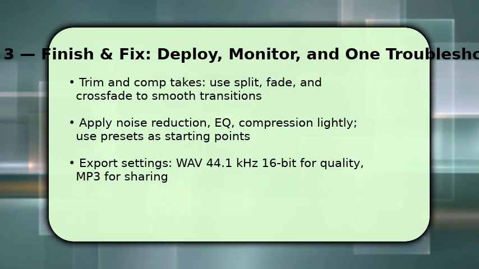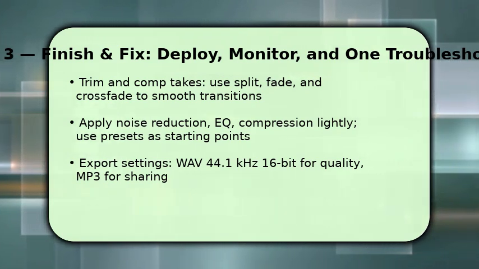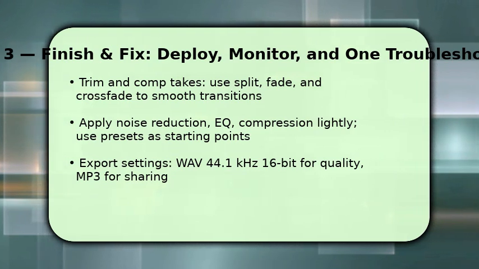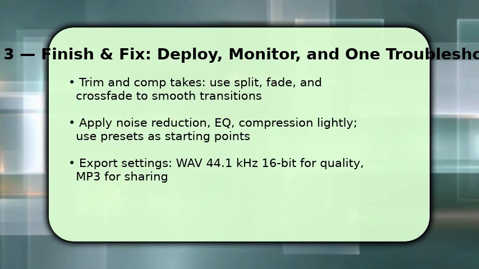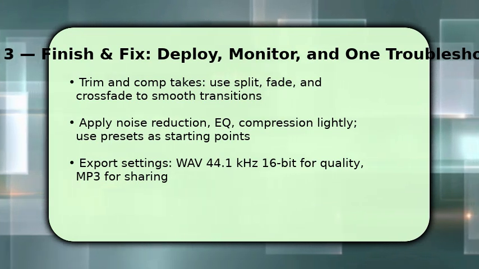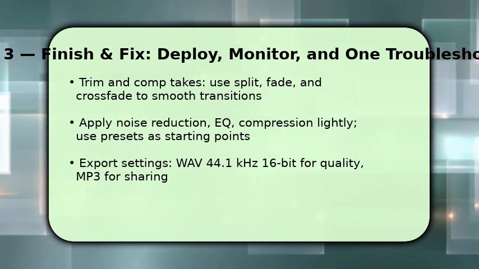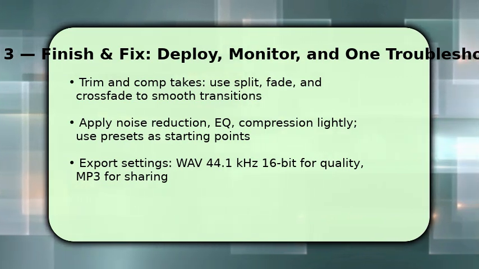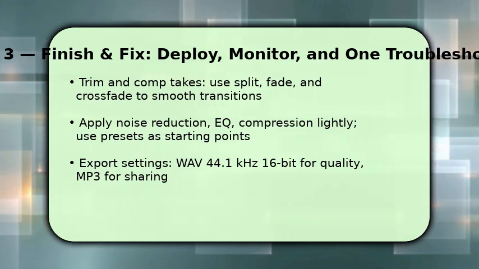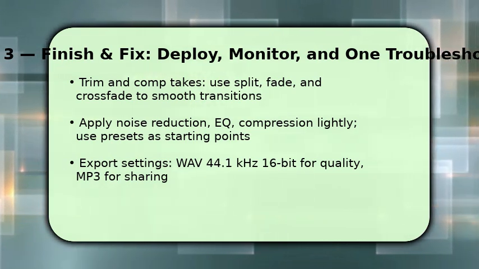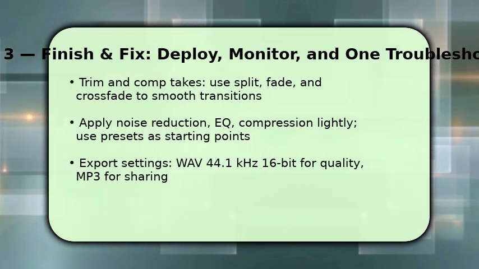Once recorded, listen through and split or comp the best phrases, adding short fades or crossfades to remove clicks. This improves continuity. Apply light EQ and compression to balance tone and dynamics. Use noise reduction only if necessary to avoid artifacts. When ready, export at WAV 44.1 kHz 16-bit for best quality, or MP3 for quick sharing.